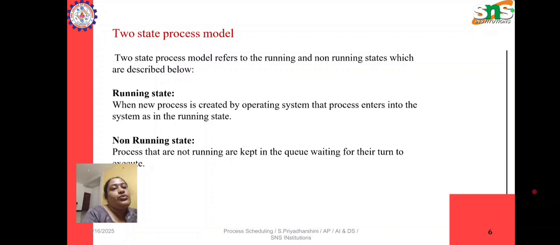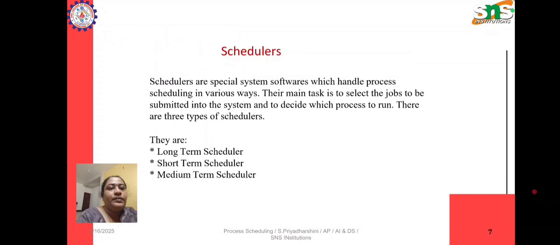There is a two-state process model: one is the running state, the other is the non-running state. When a new process is created by the operating system, that process enters the system in the running state. The processes that are not running are kept in the queue waiting for their turn to execute, and are termed non-running states. Schedulers: as I told you, the decision is taken by the schedulers.